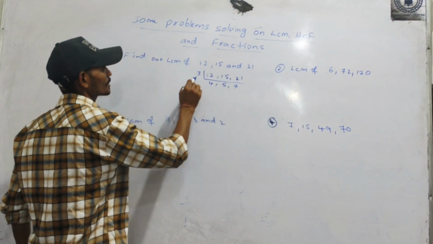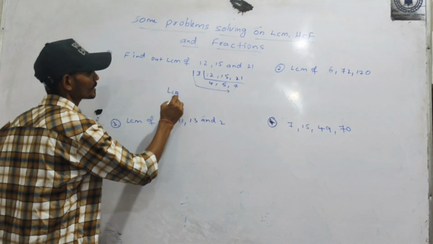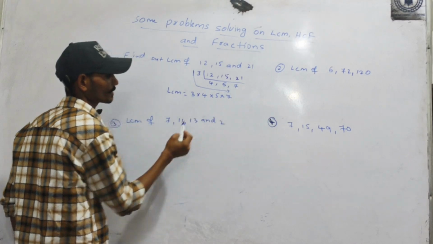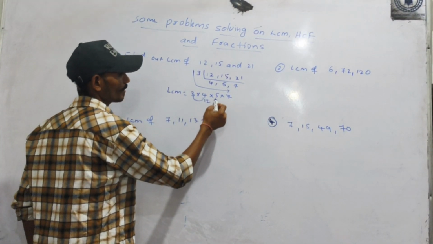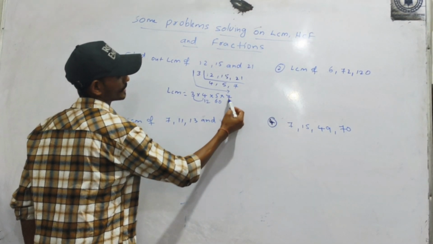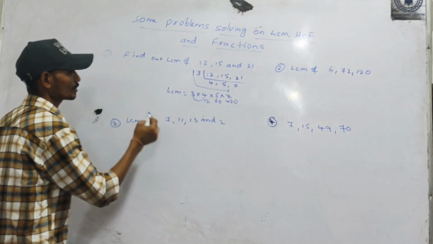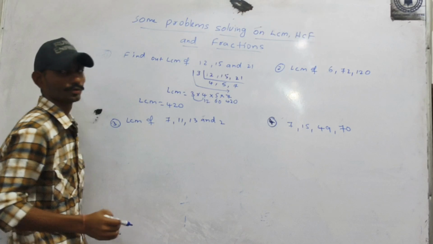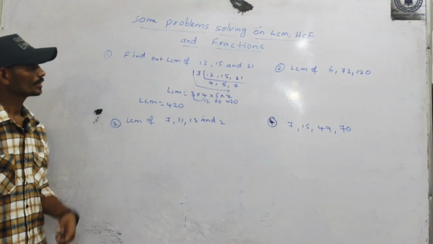So whatever numbers remain become multiples in the LCM. Now LCM is equal to 3 into 4 into 5 into 7. So multiply: 3 fours are 12, 12 fives are 60, and 60 sevens are 420. So the LCM of those numbers becomes 420. Okay, come to the next problem.